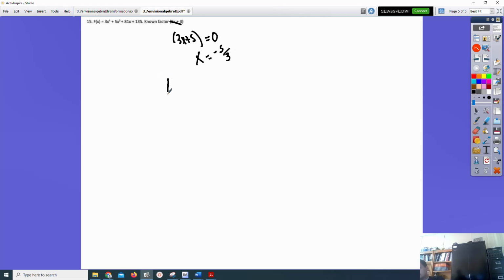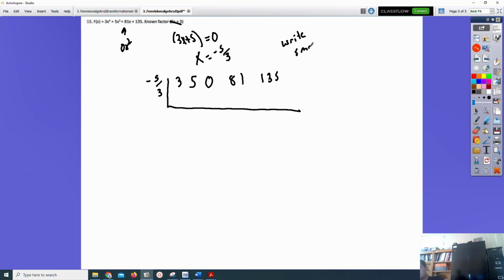Anyways, I am going to synthetically divide that out. Coefficients are a 3, a 5, and a 0 because there is no x squared there. 81 and 135. And obviously you need to be writing small. I have a big white piece of paper in front of me. You don't. Drop the 3. The 3's cancel. You get a negative 5. You add, you get a 0.